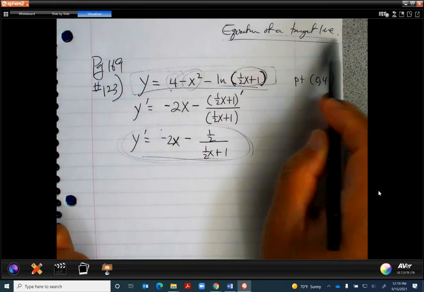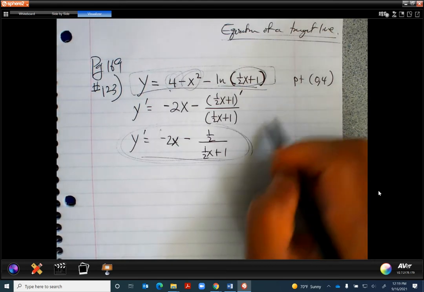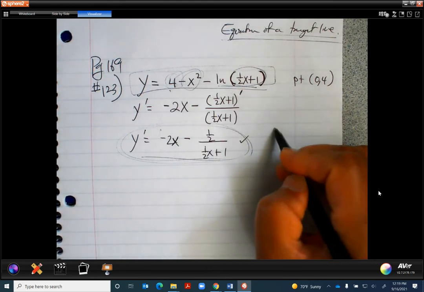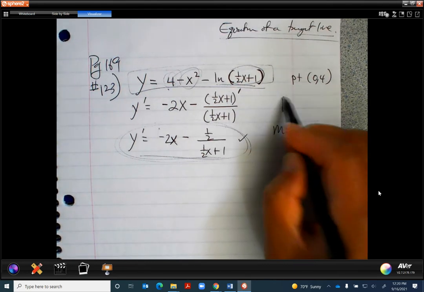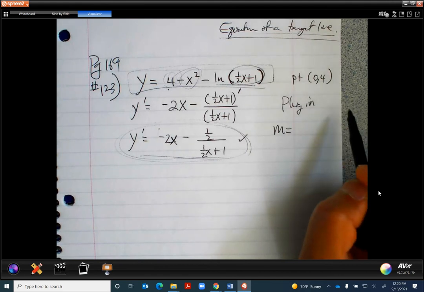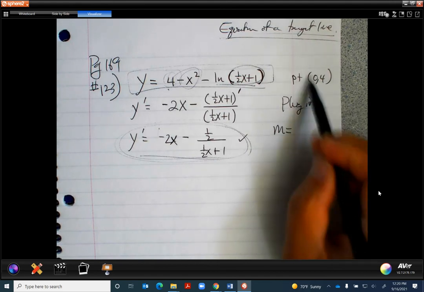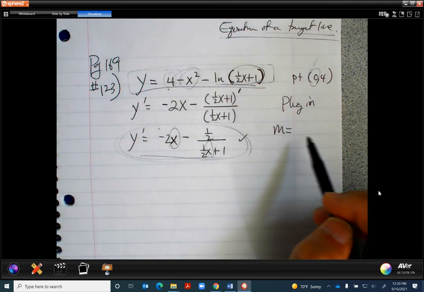How do I find the equation of the tangent line? What do I need to have? I need to have the formula. This is it. So I need to find the slope. How do I find the slope? Plug it in. What do you plug in? 0. You plug in 0 for x. Go ahead and calculate that and tell me what you get.